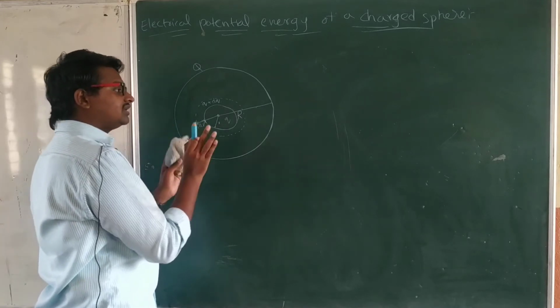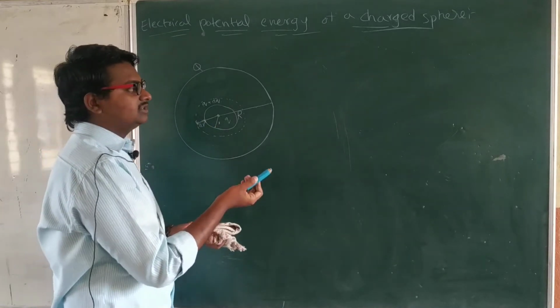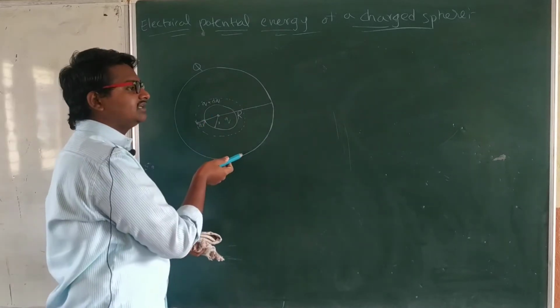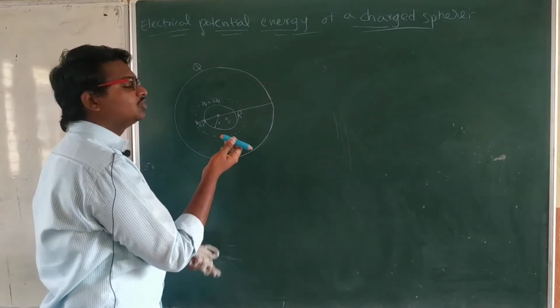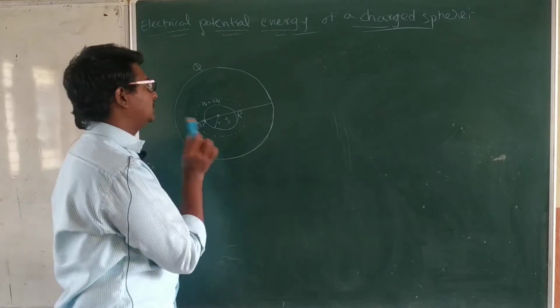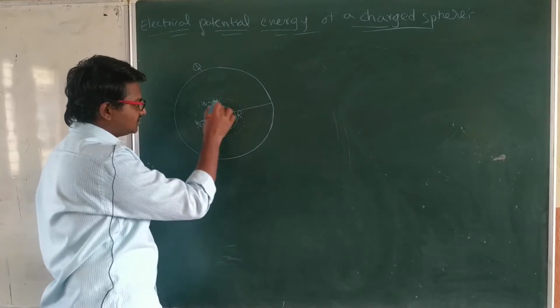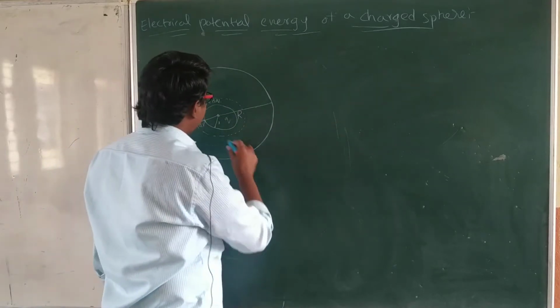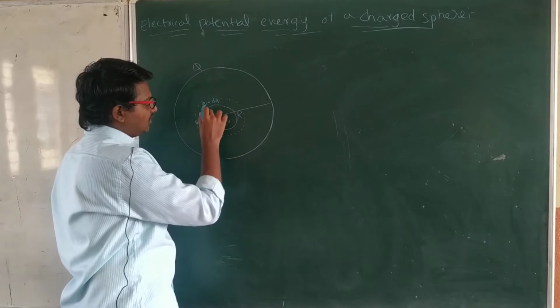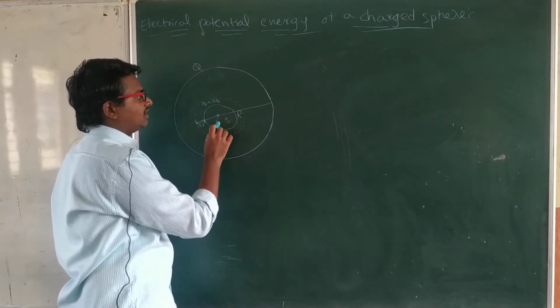For doing that work, how much energy is required, that is nothing but the stored potential energy of that sphere. That is the thing. Right, now let's start from this central part. This small ball is there whose radius is smaller.